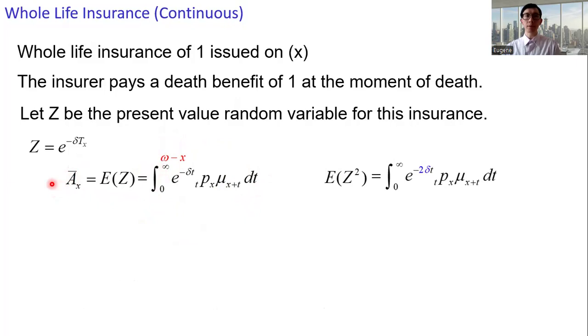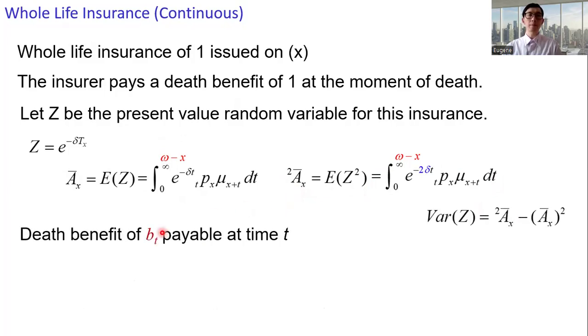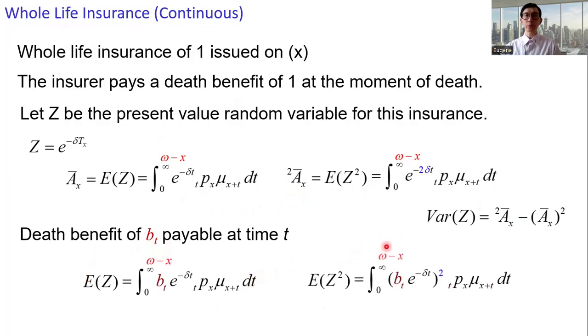The second moment, we have this expression. The actuarial notation, pre-superscript 2, A bar x. For varying death benefit, a death benefit of b_t payable at time t, we have the corresponding expression.